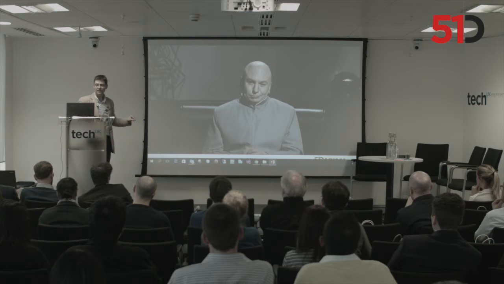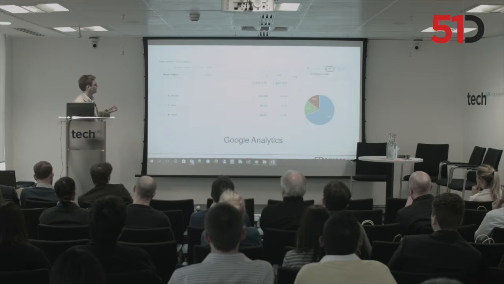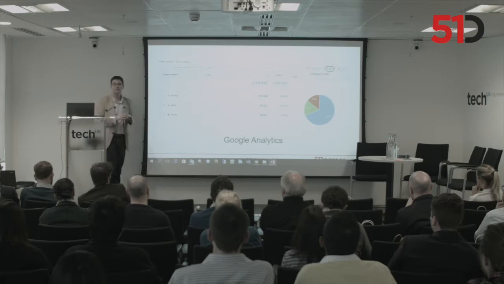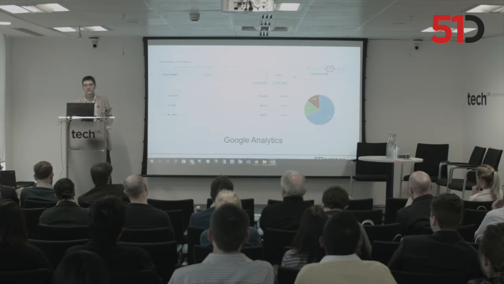But you all use user agents. Google Analytics is probably the most prolific user of user agents. This is how Google Analytics tells you whether the device is a mobile, a tablet, or a desktop. That's where that information is coming from. So they're extensively used in analytics, but why not use them to provide real-time information as well?